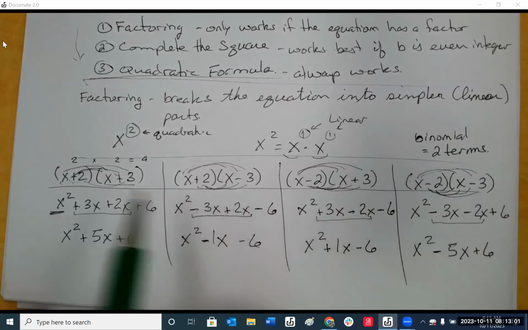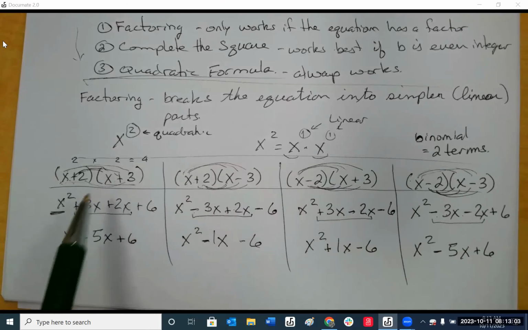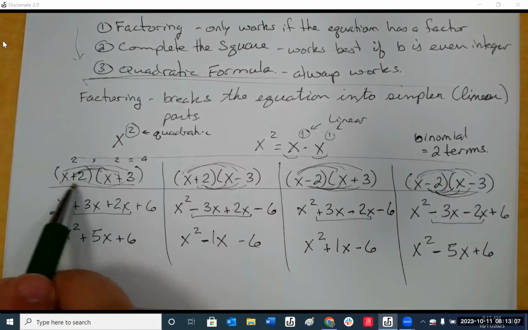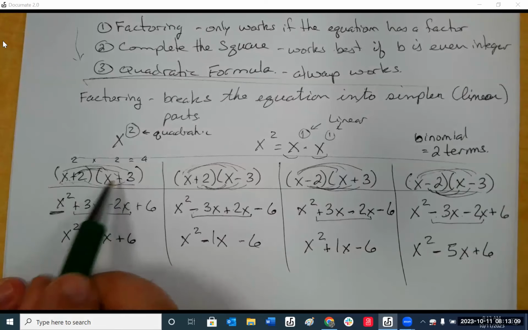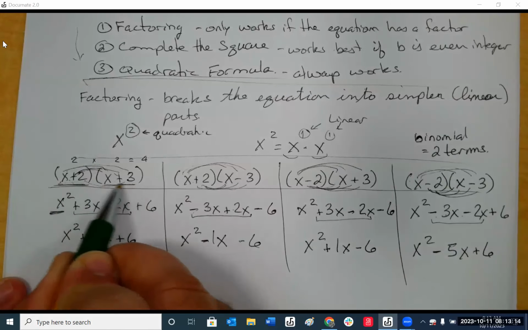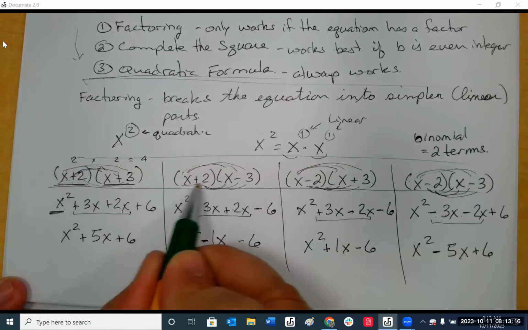Foiling, distributing actually. Foiling only works when you have binomials, but we'll have bigger equations. So whenever you multiply two equations together, you're really distributing. Everything from the first parenthesis has to multiply to everything in the second.